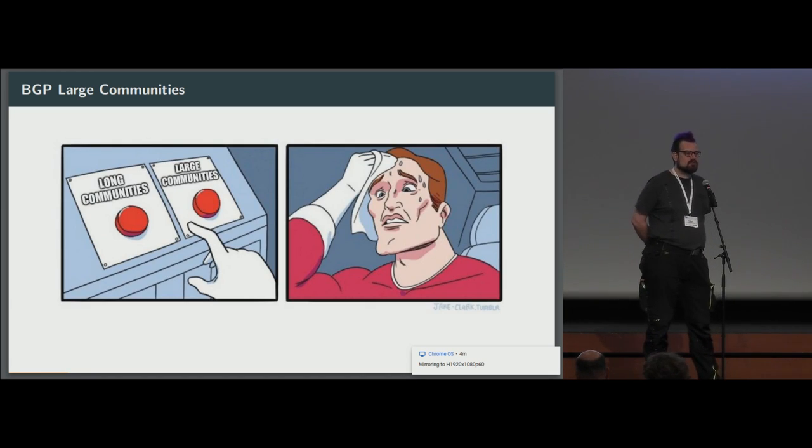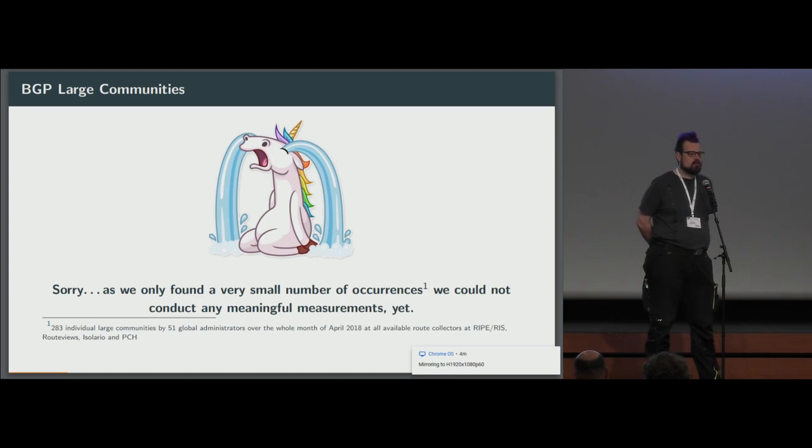Besides the confusion of the naming, whether it's long or large communities, we spotted other problems. When we tried to do our measurements, the large communities were not really used in 2018. We only found 51 global administrators actually using them, so nothing we could actually measure on the internet scale.